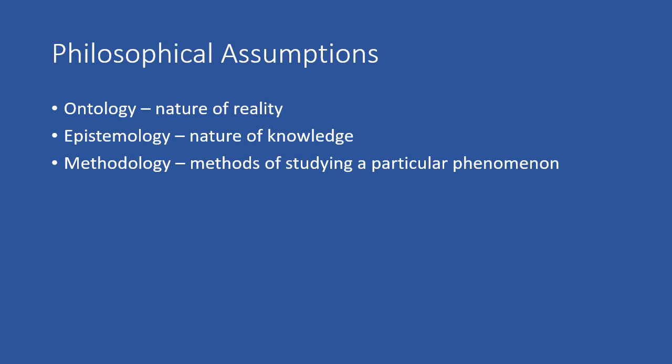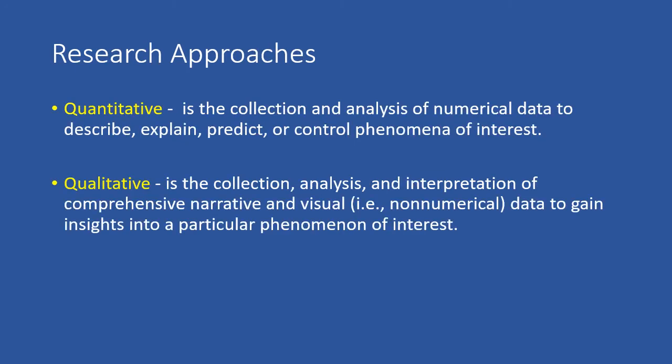These philosophical assumptions address issues related to the nature of reality, known as ontology, how researchers know what they know, known as epistemology, and the methods used to study a particular phenomenon, known as methodology. Researchers have also followed well-defined, widely accepted procedures for stating research topics, carrying out the research process, analyzing the resulting data, and verifying the quality of the study and its conclusions.